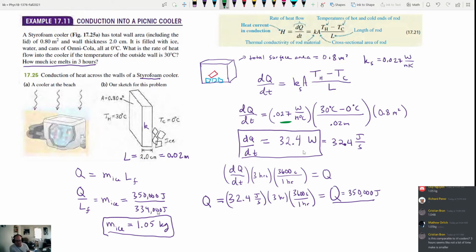So what could we have done to make this thing better at keeping our ice from melting? What could we do? Increase the length? Yeah, that would have a huge effect. If we just double the thickness of our walls right here, you're going to get half the heat transfer, because it shows up here in the denominator. So if we just make the walls thicker, that'll work.